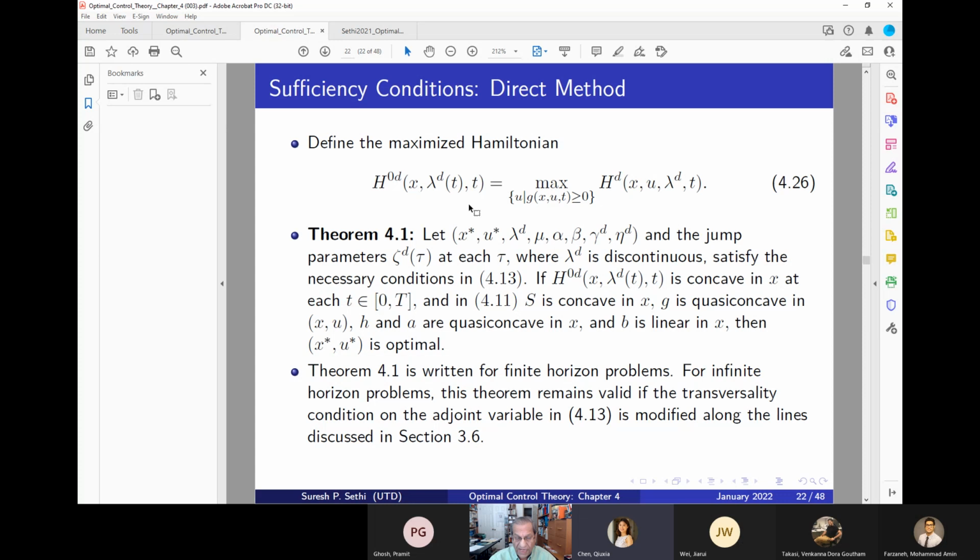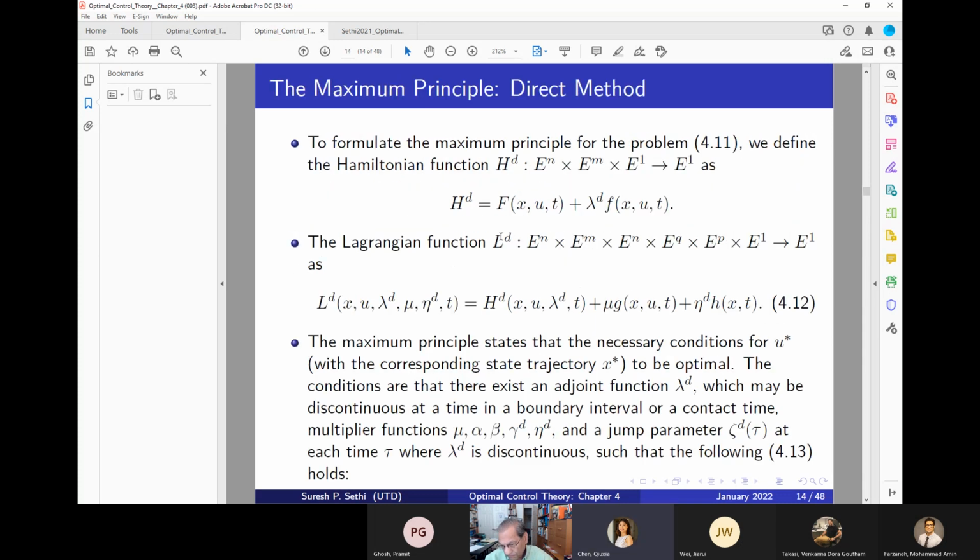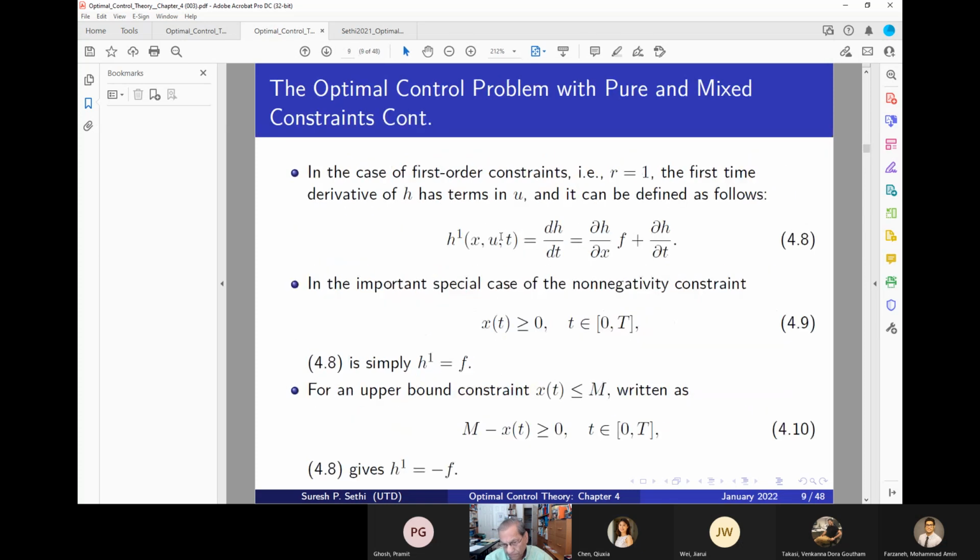Excuse me, Professor. Can I ask a question? On the slide, page 9, why, if x(t) is greater than or equal to 0, is h1 equal to f, and if it's bounded by M, then it's minus f? Could you explain that one more time?